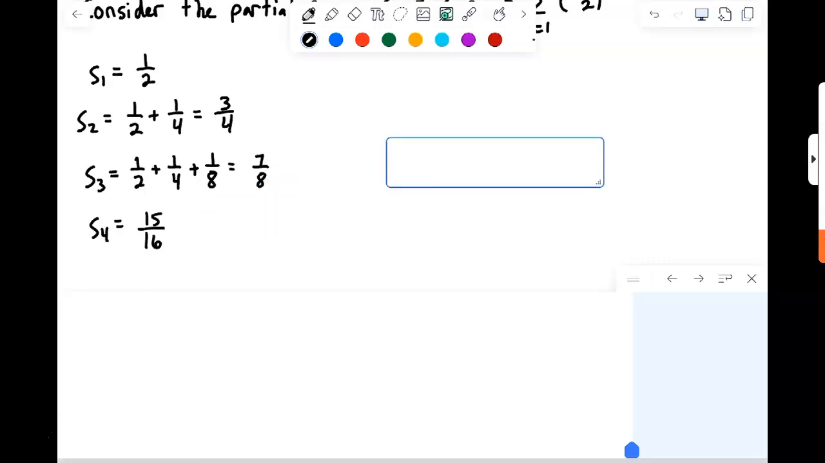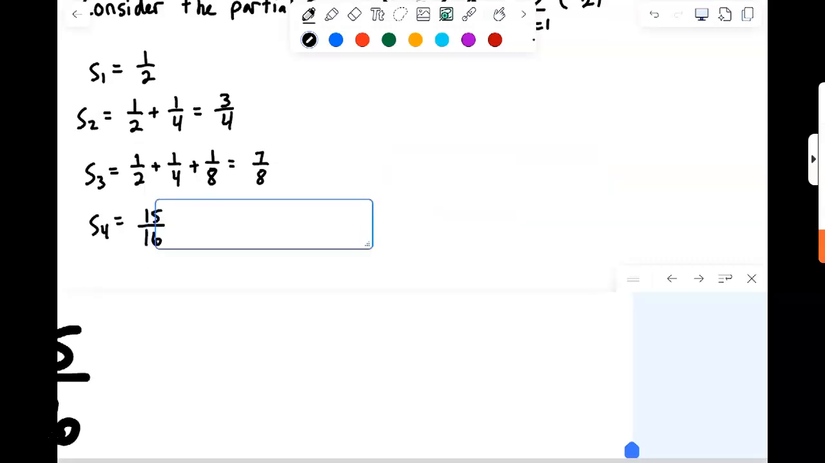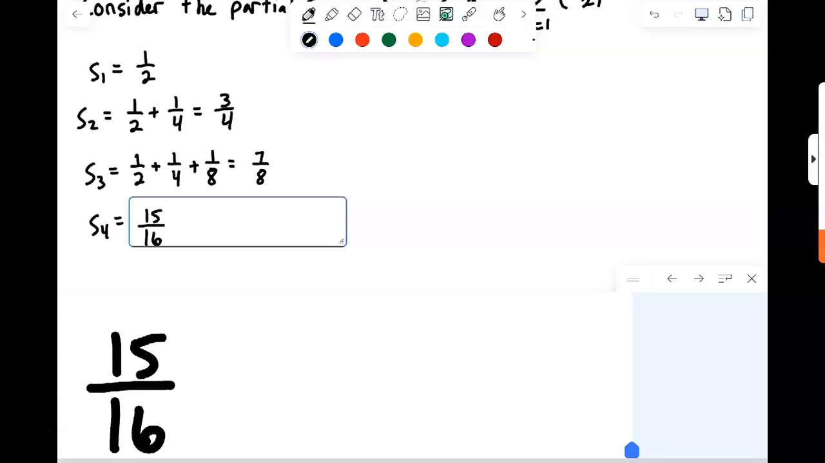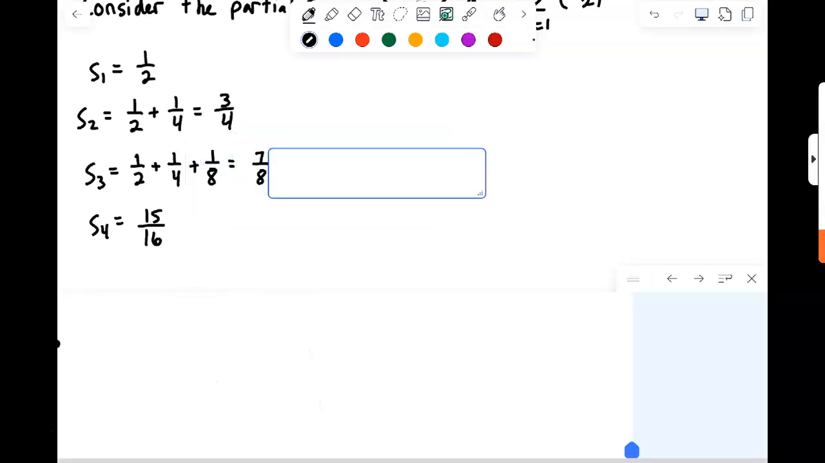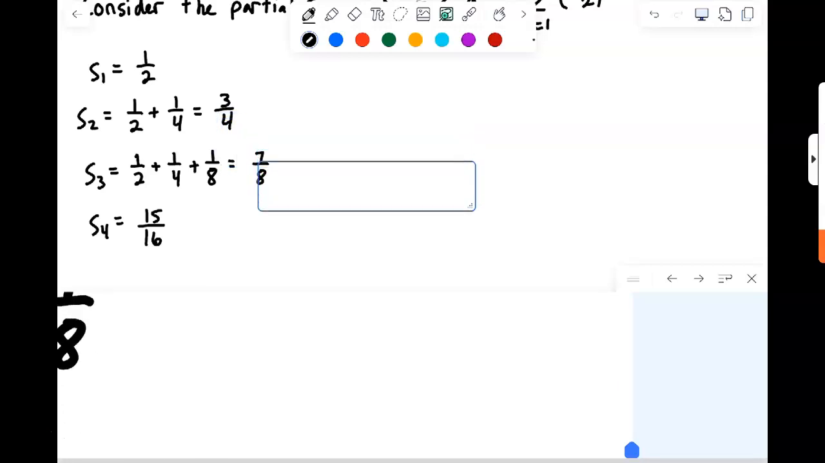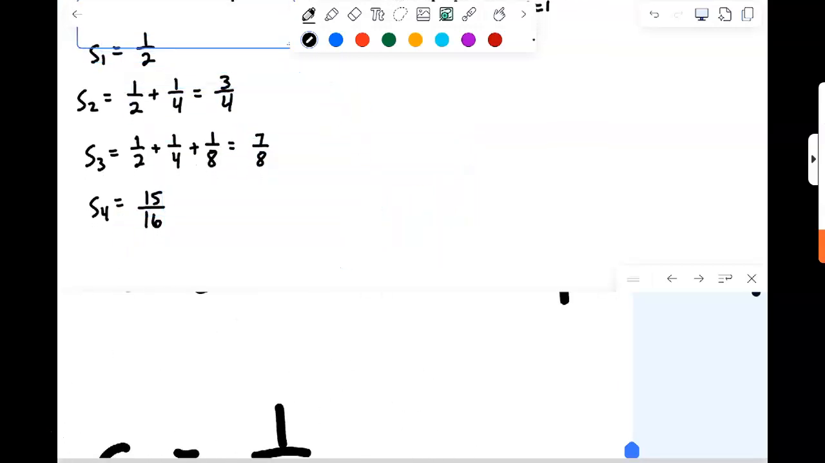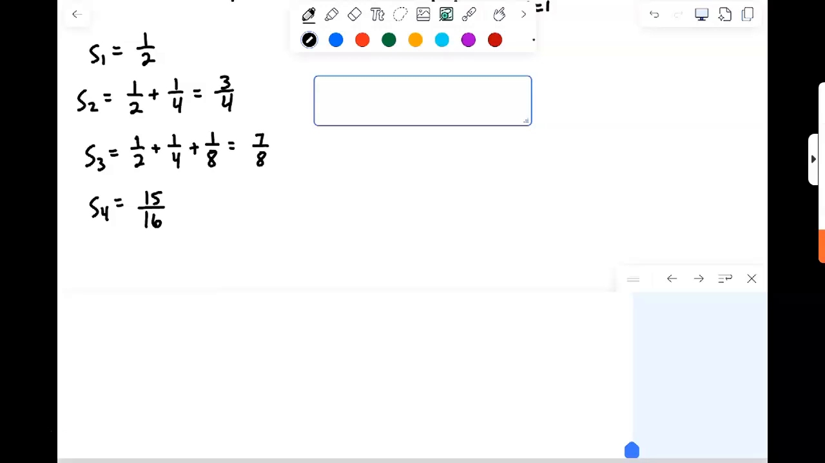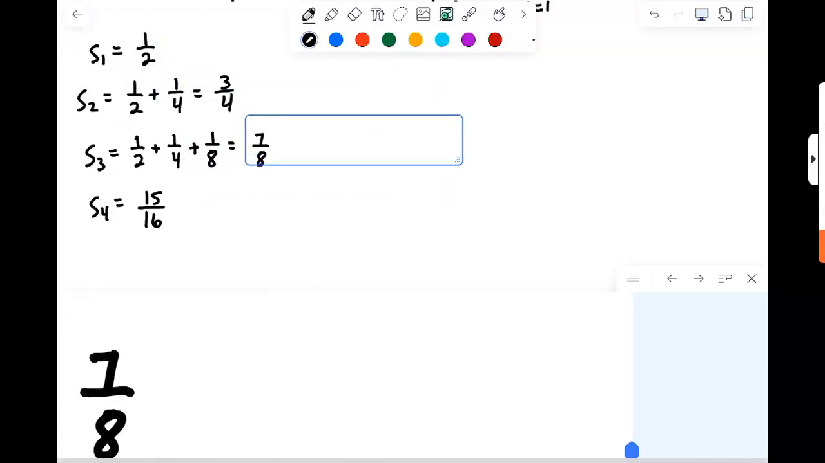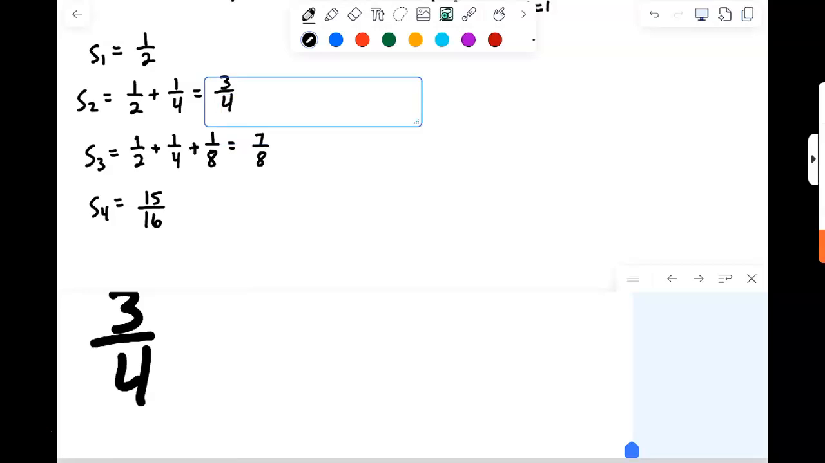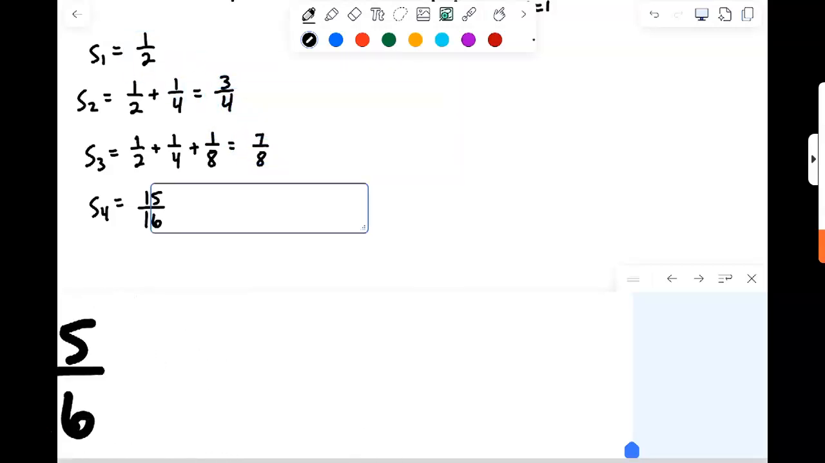Okay, so we immediately start to notice a little bit of a pattern here, and we can realize that pattern is going to keep continuing, because the next one would be 15/16 plus 1/32. And so this pattern continues on. What we notice first is that the denominator is literally just 2 to the n. The numerator is always 1 less than the denominator.